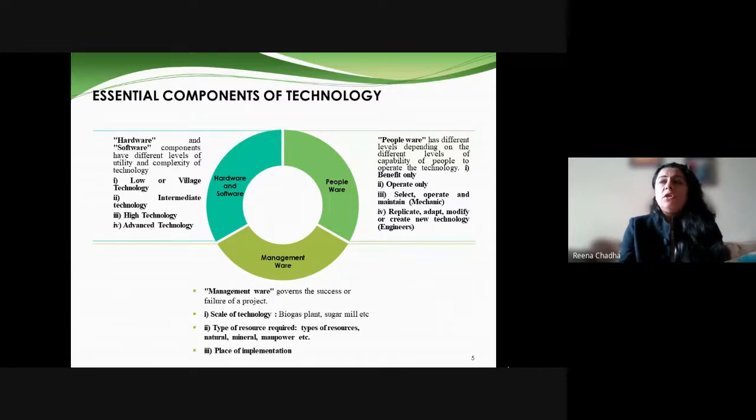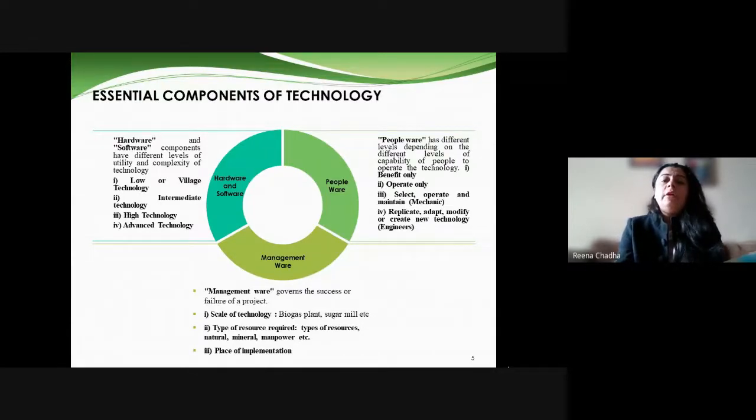Then there is high technology and advanced technology. Again, in people where we benefit only ourselves, so that will benefit a single person only. Then we have operate only, where you just operate and you will not be getting any benefit. So the people who are working in the industry are working as people where for operate only. Then we have select, operate and maintain. So there are some projects where you have to select, operate and maintain also. Those are called mechanical peopleware.